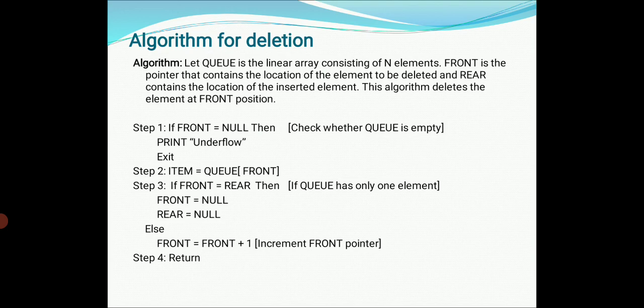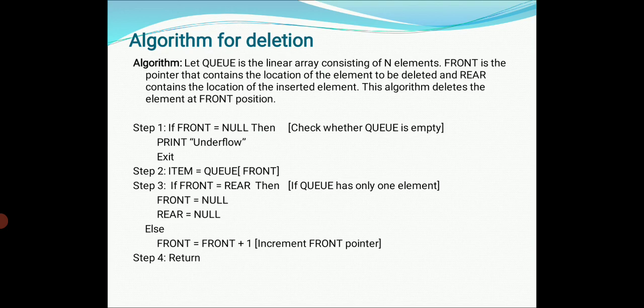Step 1, if front is equal to null, when that condition becomes true, it displays the statement that the queue is an underflow. This condition checks whether the queue is empty or not. If the condition becomes true, it displays underflow. When the condition becomes false, go to step 2, item equals queue of front. The queue of front position, that item has to be stored in the item variable.